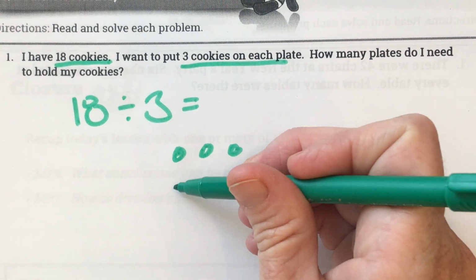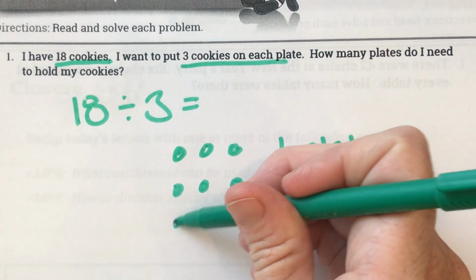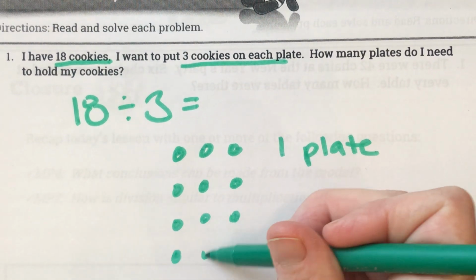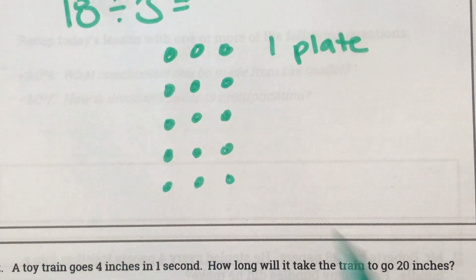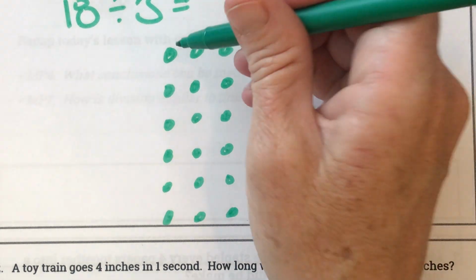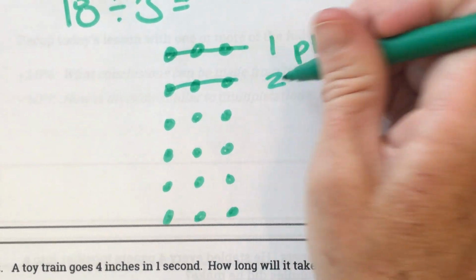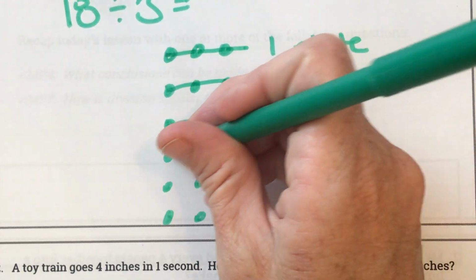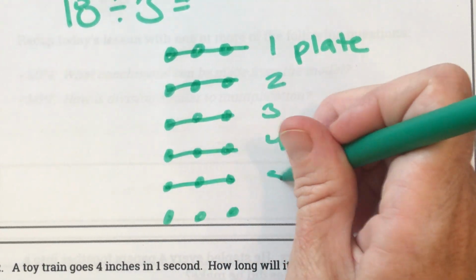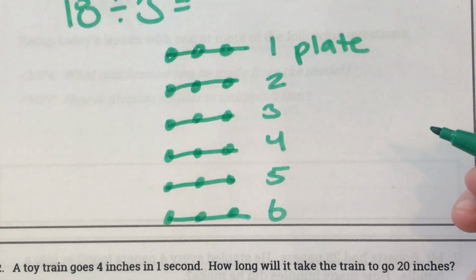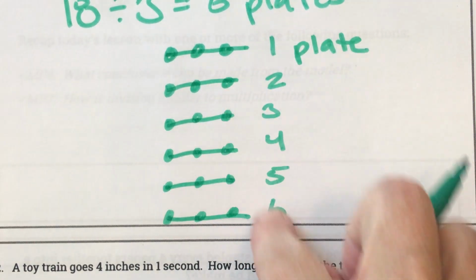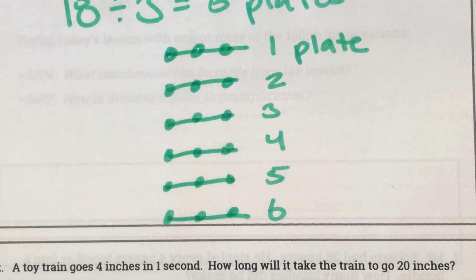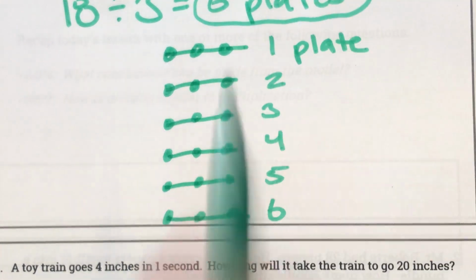But let's see how many plates I need. So 1, 2, 3, 4, 5, 6, 7, 8, 9, 10, 11, 12, 13, 14, 15, 16, 17, 18. So how many plates did she use? She put 1 plate there. That was her 2nd plate, her 3rd plate, her 4th plate, her 5th plate, and her 6th plate. So I have 6 plates, and each one of my plates had 3 cookies on it. So my quotient is 6 plates.